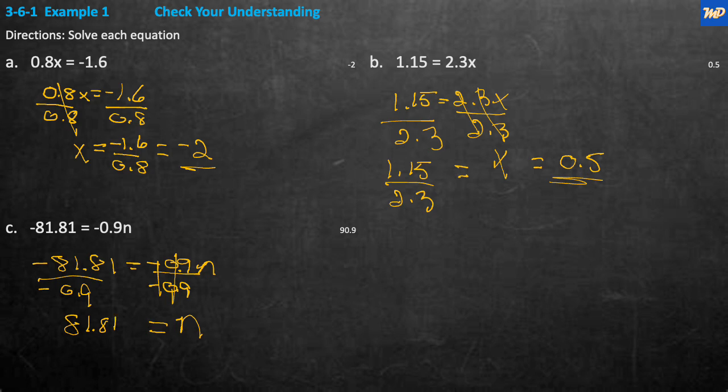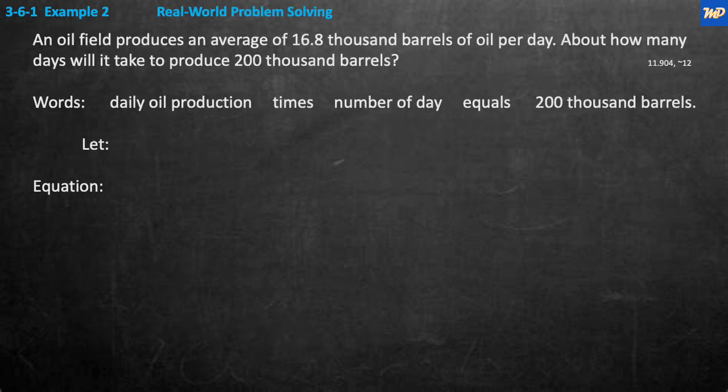81.81 divided by negative 0.9: a negative divided by a negative is positive, so the answer is 9.09. Okay? There's your answer.